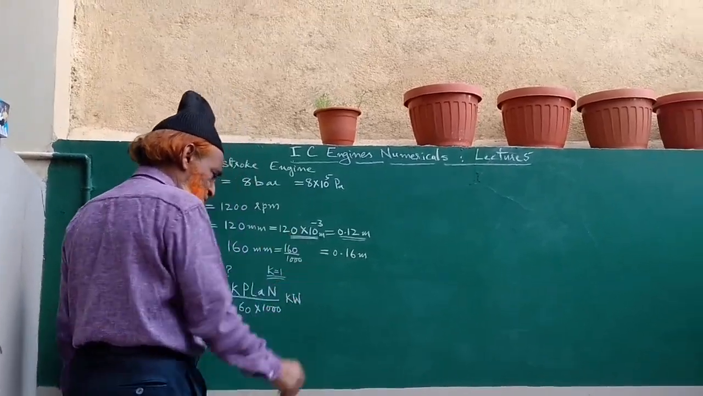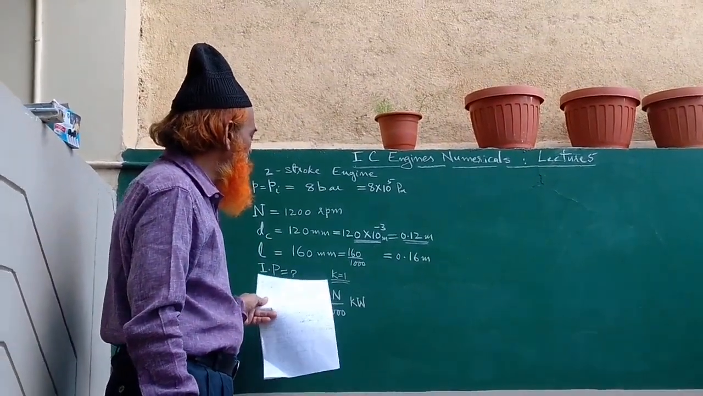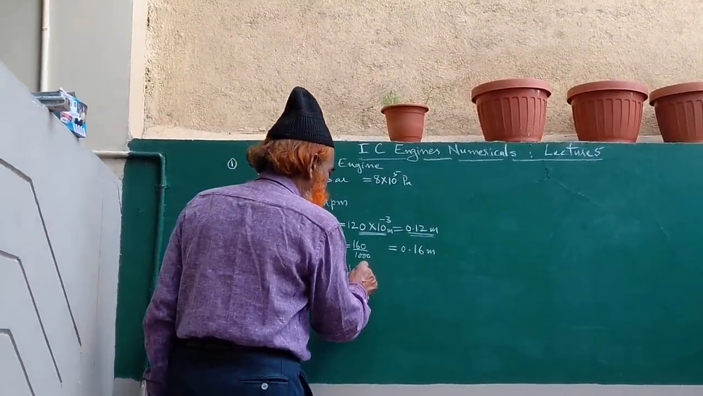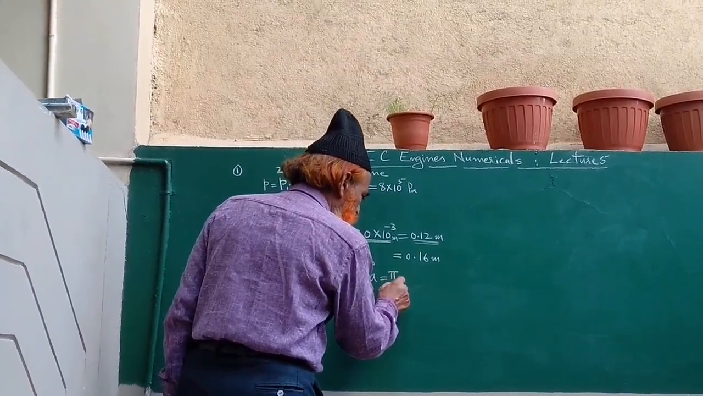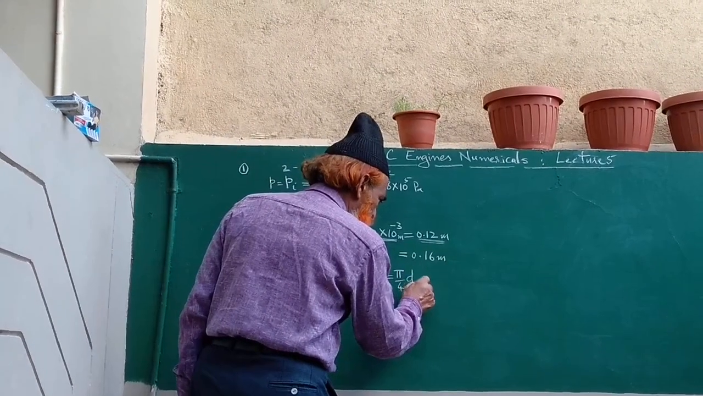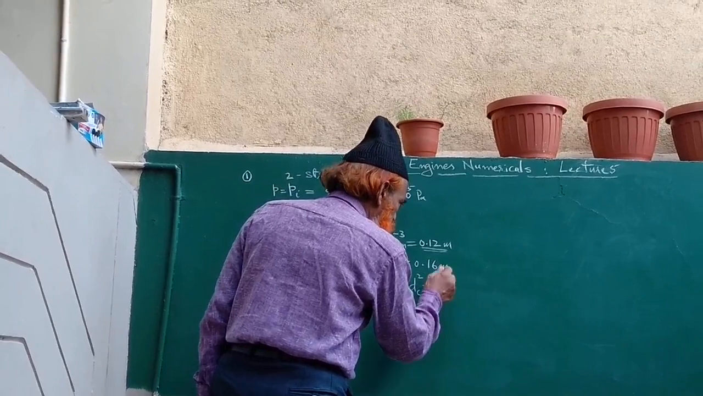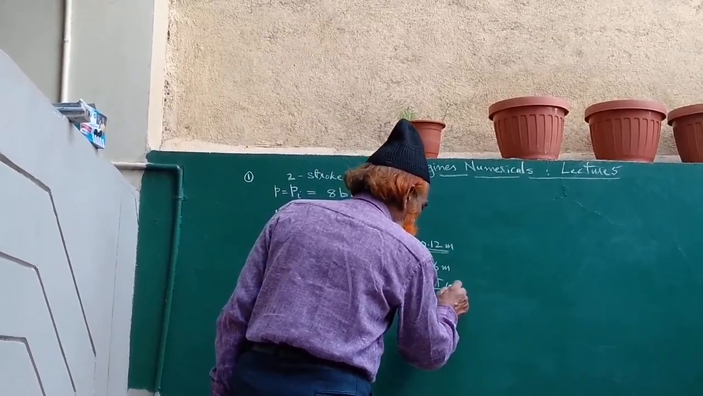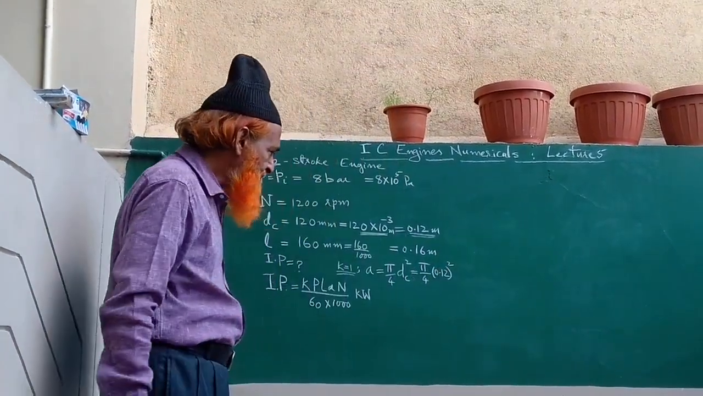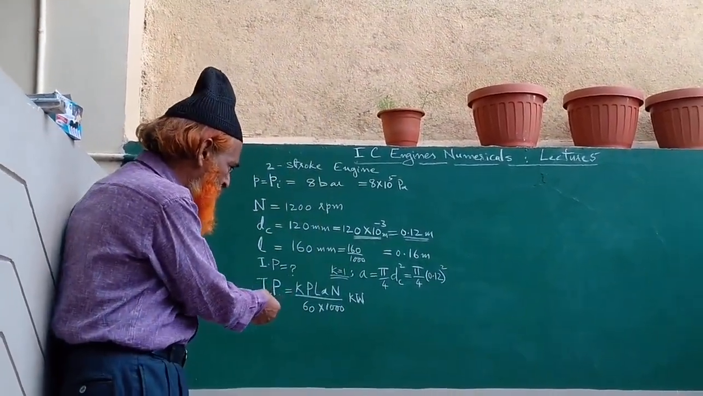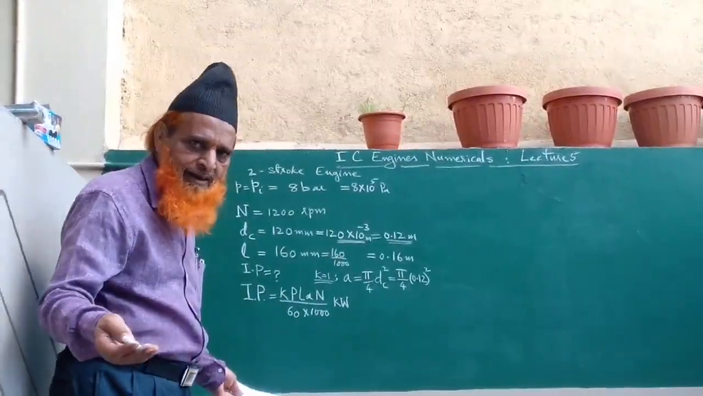This we have to take. Okay. Then P is given, L is given, A. What is A? A is equal to pi by 4 DC square. That we can take down as pi by 4 into DC, which is 0.12, square. So for all these values, if we substitute here for the IP, then we will be getting indicated power in kilowatt. Are you able to understand?